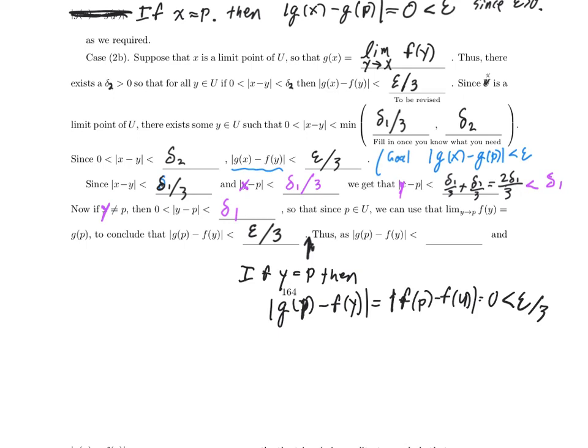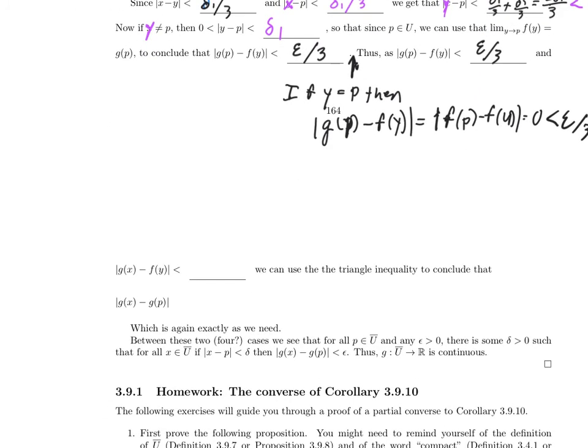Thus, as the absolute value of g of p minus f of y is less than epsilon over 3, and the absolute value of g of x minus f of y is less than epsilon over 3, we can use the triangle inequality in the exact same way as we have dozens of times to conclude that, well, let's actually do it. The absolute value of g of x minus g of p is equal to the absolute value of g of x minus f of y plus f of y minus g of p. f of y is the thing they found that was close to both of them.